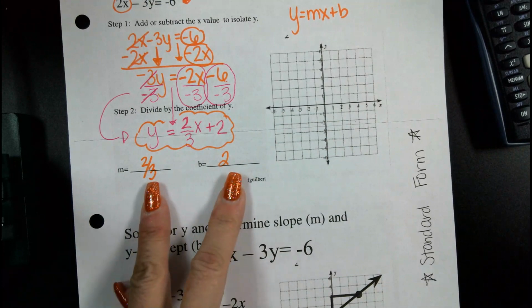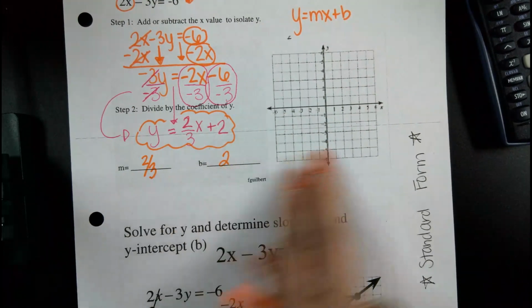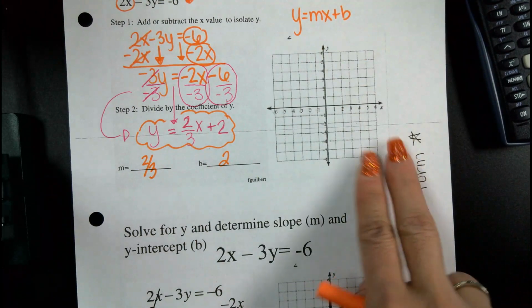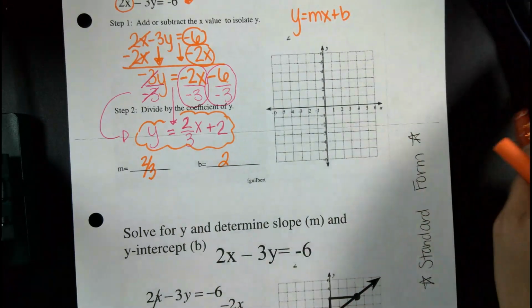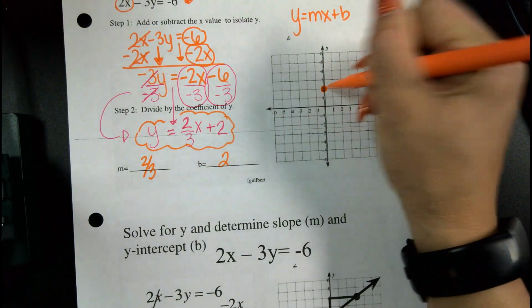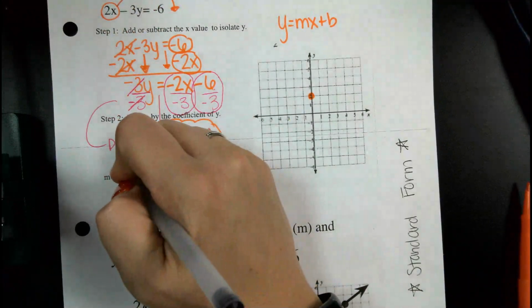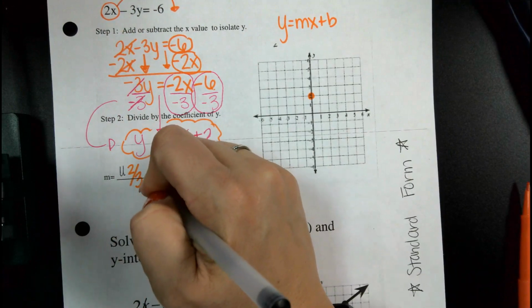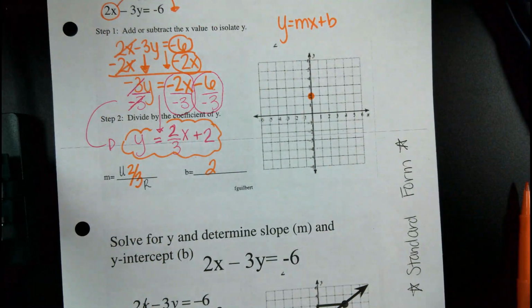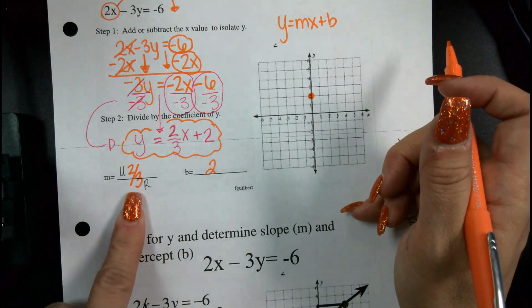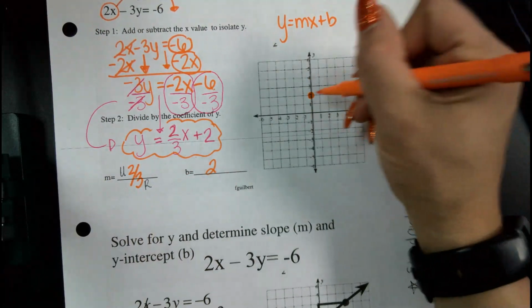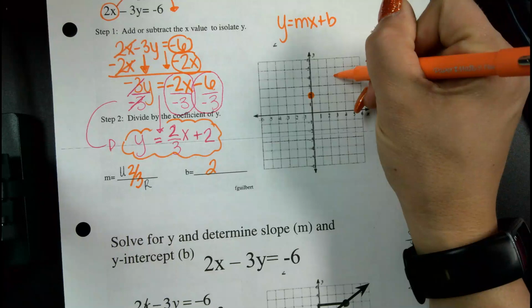And now we have the two things that we need in order to graph over here. Our starting point is 2, the 2 on the y-axis. So you want to go ahead and put that first point on your paper. And then with a positive slope, we're always going to go up and right. So we're going to start at that 2. You're going to count up 2, right 3, and then put a new dot. So up 2, right 3, new dot.